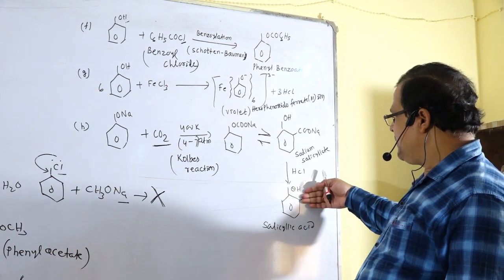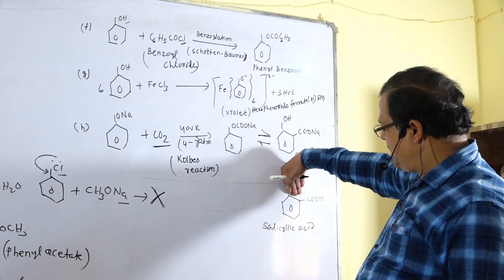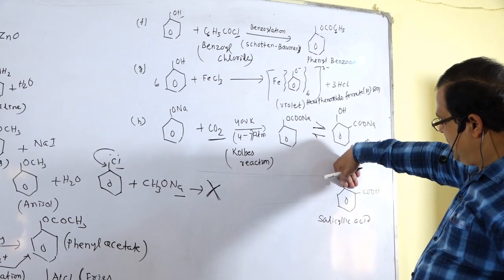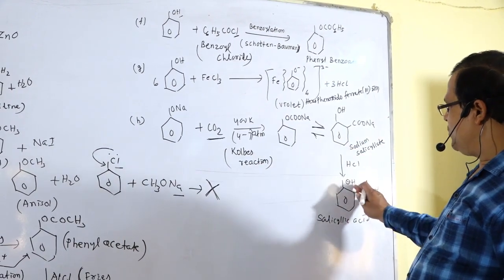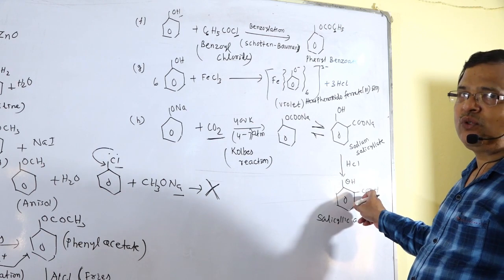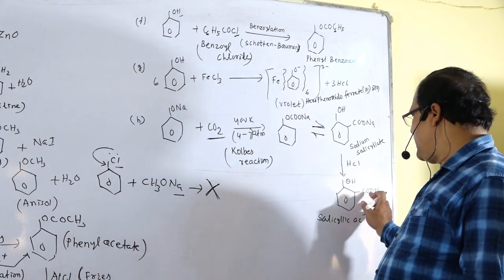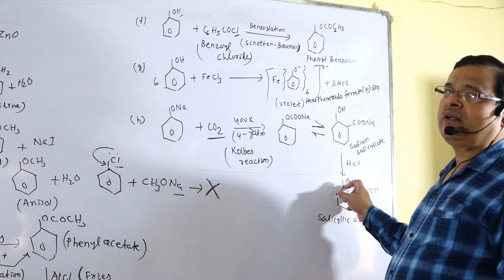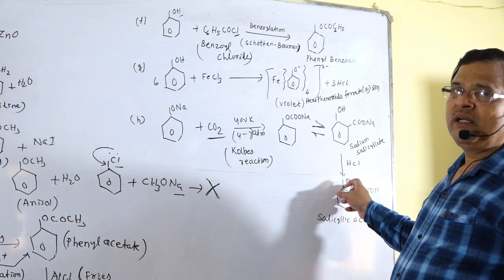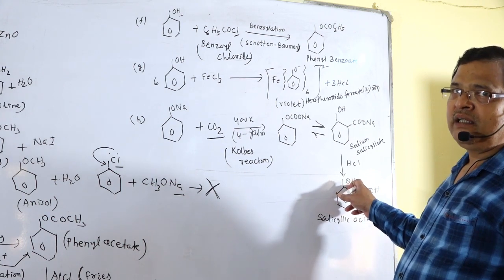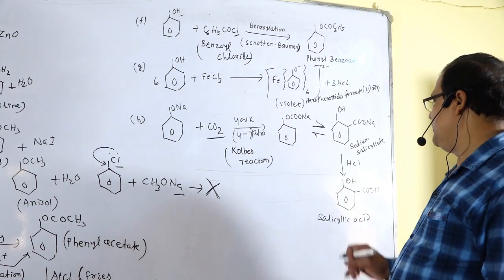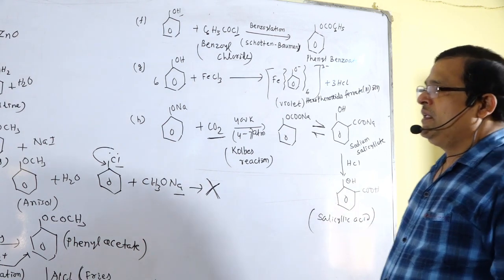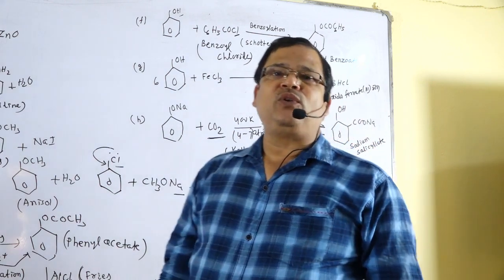This is named as phenol, and this is named as benzoic acid. Among these two groups, the COOH group is treated as the senior group. So the name of the compound is made according to the COOH group, that is benzoic acid. The ortho position contains an OH group, therefore it is named orthohydroxy benzoic acid, that is salicylic acid. So how will orthohydroxy benzoic acid be prepared?